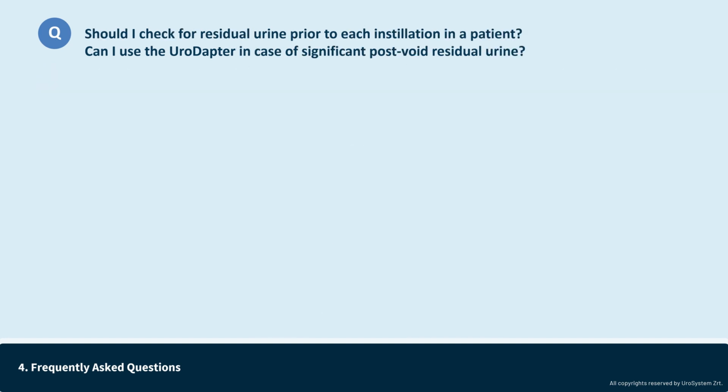There are two questions regarding residual urine that frequently arise. Should I check for residual urine prior to each instillation in a patient? And can I use the UroDapter in case of significant post-void residual urine?